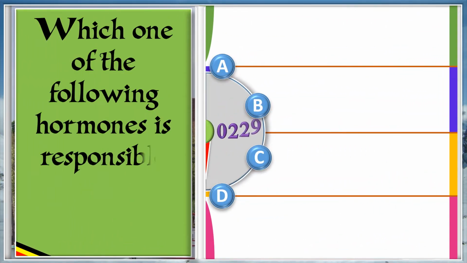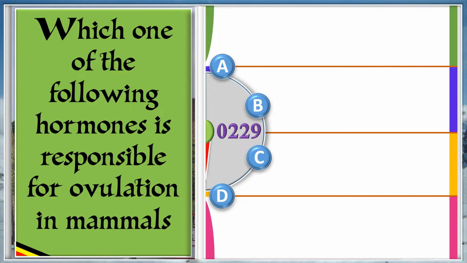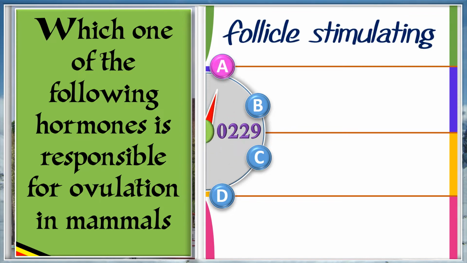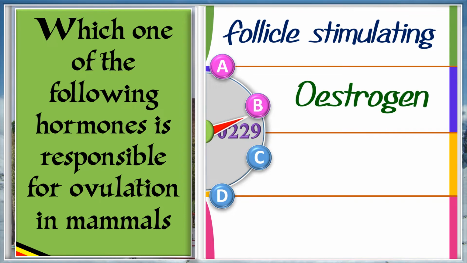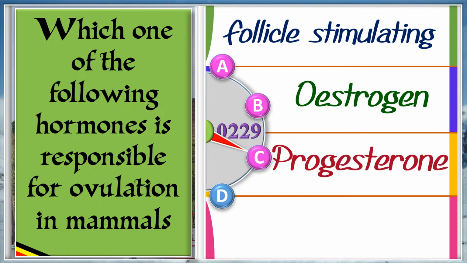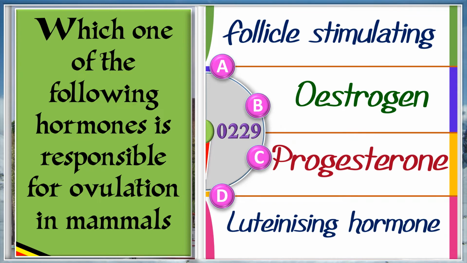Which one of the following hormones is responsible for ovulation in mammals? A. Follicle stimulating hormone. B. Estrogen. C. Progesterone. D. Luteinizing hormone. And the answer is D. Luteinizing hormone.